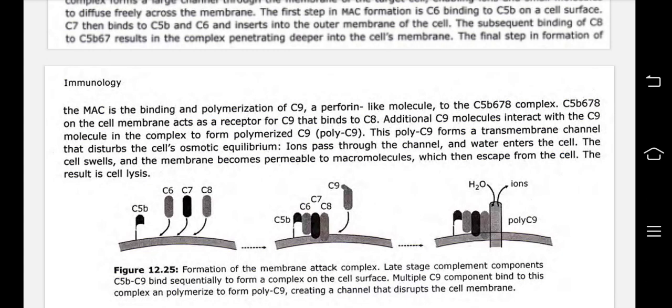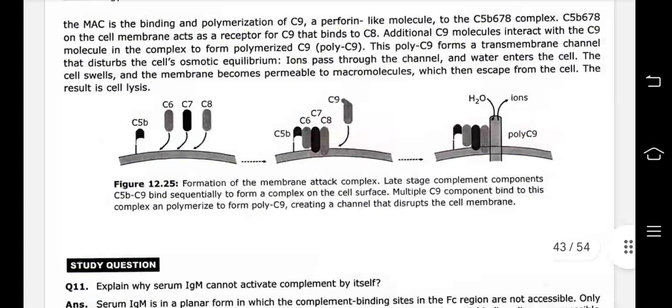Ions pass through the channel and water enters the cell. The cell swells and the membrane becomes permeable to macromolecules which then escape from the cell. The result is cell lysis.